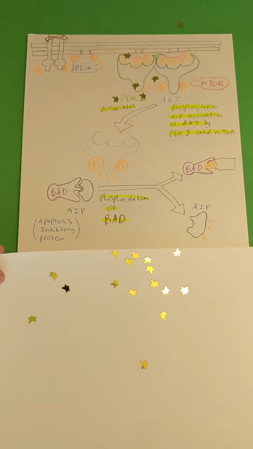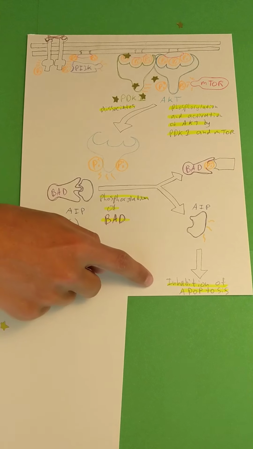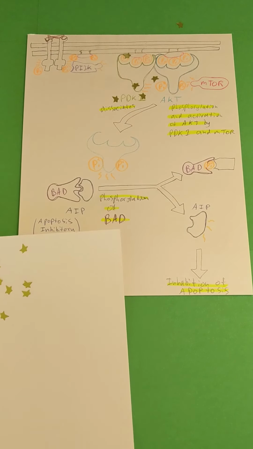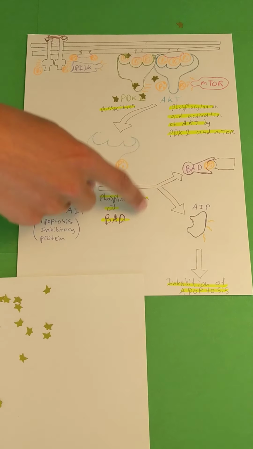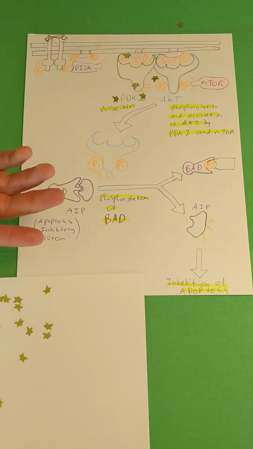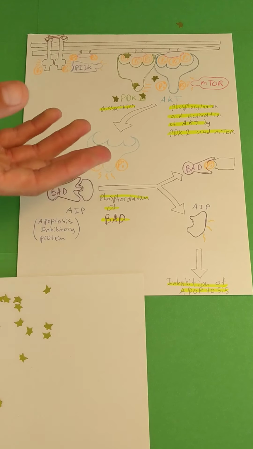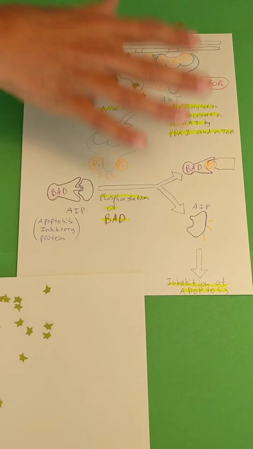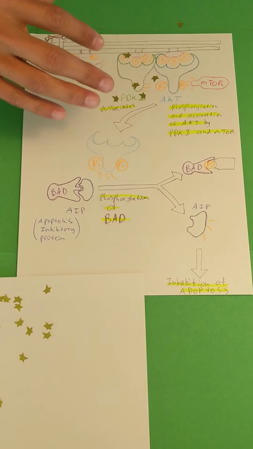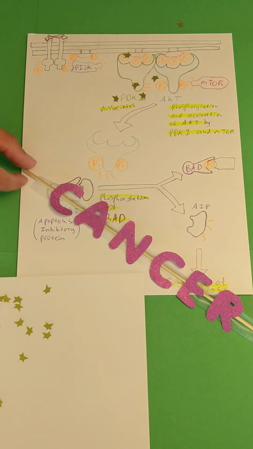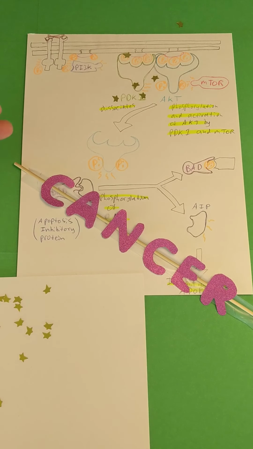And because of this, we are going to get inhibition of apoptosis. And this is really important because with inhibition of apoptosis in this pathway, we're going to have the cell keep on going and proliferating, right? So this can, if a part of this pathway does get changed, cause cancer. So that's what we're going to go to next when we talk about the PTEN mutation.